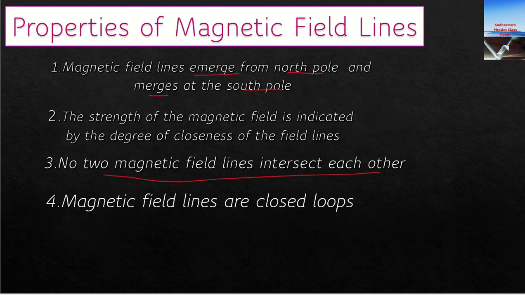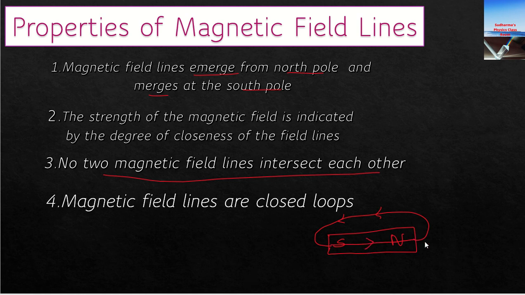Okay. So that is the important property. Two magnetic field lines never intersect, or no two magnetic field lines intersect each other. Then, magnetic field lines are closed loops. When we were plotting the magnetic field lines, they came like this, right? What we could see is only outside the magnet. Outside the magnet, it is from north to south, and inside the magnet, it is from south to north.